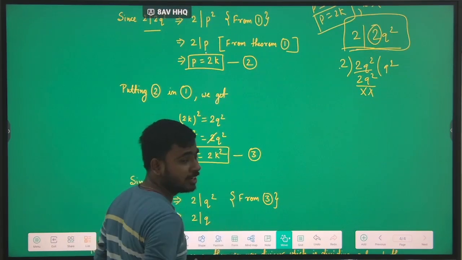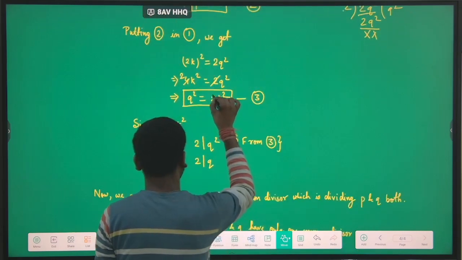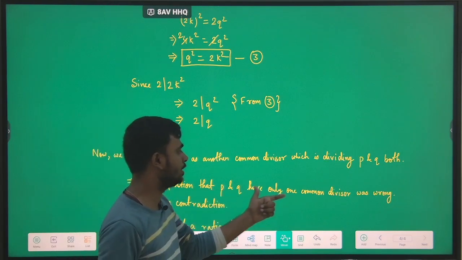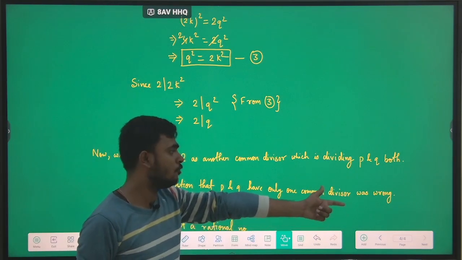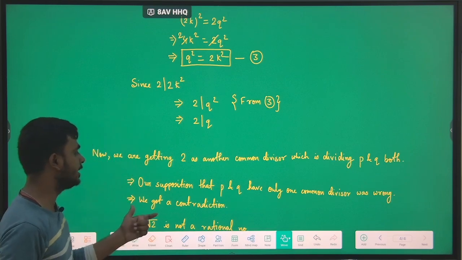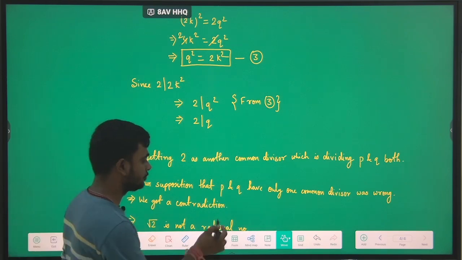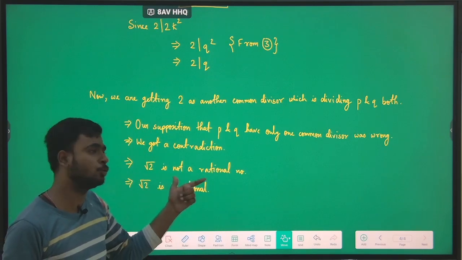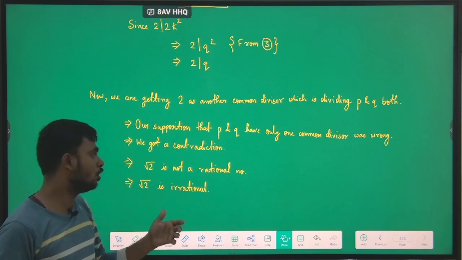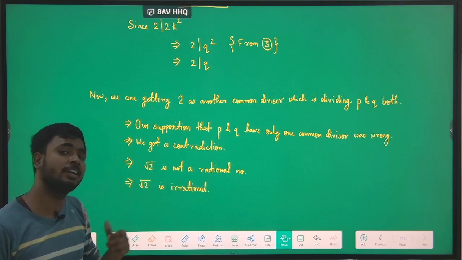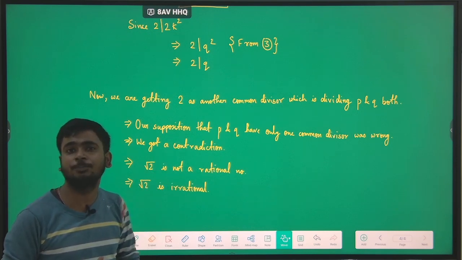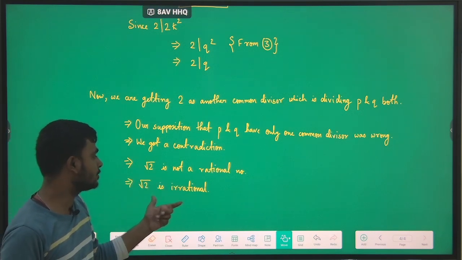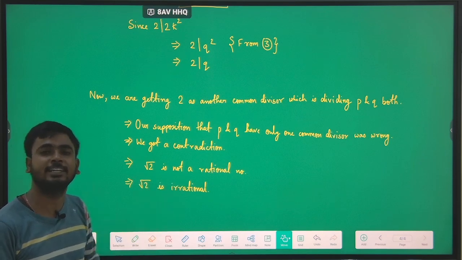Since it is not following the condition for a rational number, what we can say? We can say that our supposition that p and q have only one common divisor was wrong. We will say that we got a contradiction. So root 2 is not a rational number. Whatever we were supposing that root 2 is a rational number is wrong. So whenever a number is not a rational number, what would it be? It would be an irrational number. So from this we can prove that root 2 is an irrational number.